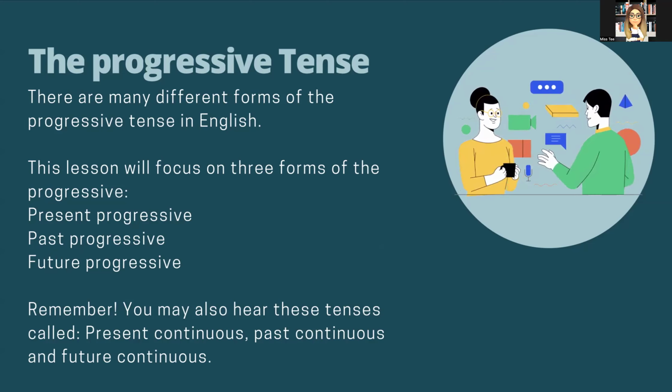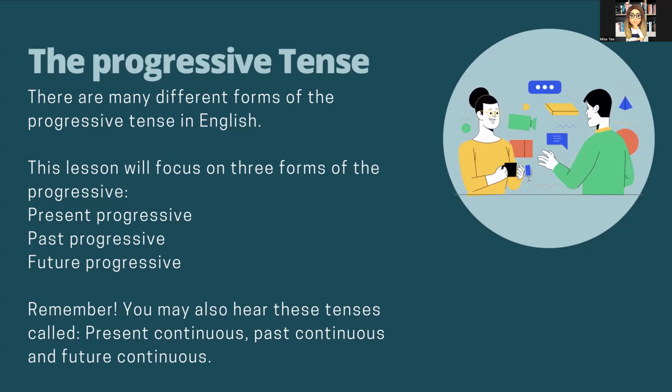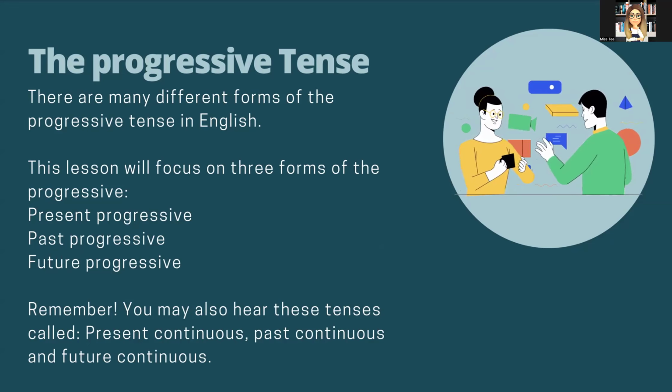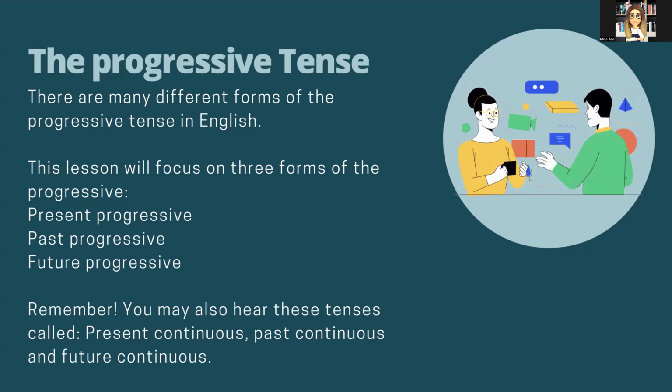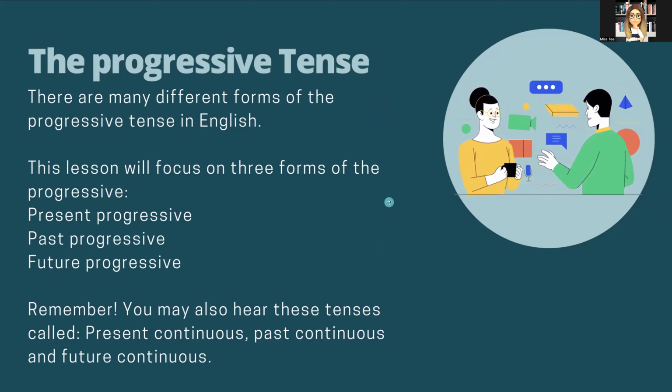Whether you use progressive or continuous, it doesn't matter. It means the exact same thing. For this reason, I'm just going to call everything the progressive because that's my preference. You can use whatever preference you want. There's not one that is more correct than the other. It's just a personal preference. And I don't know why we have two names because English, in my opinion, is confusing enough. It's not necessary to have two names, but we do have two names for this tense anyways.